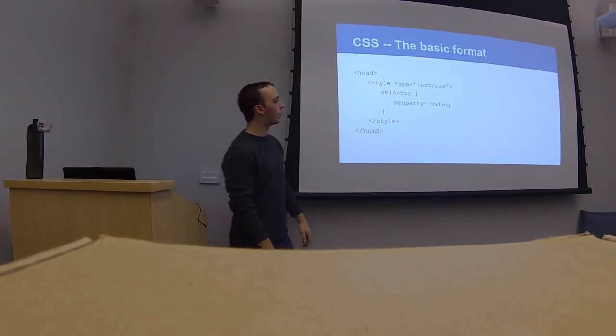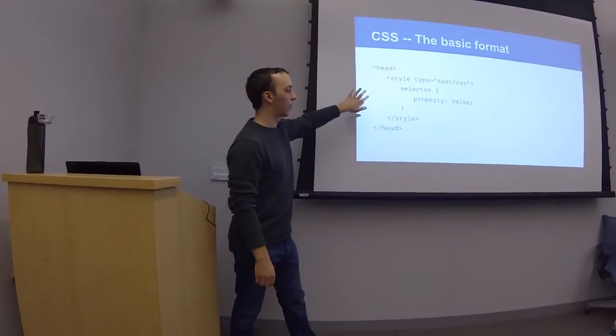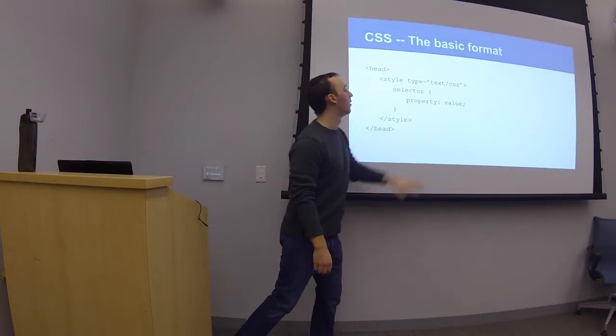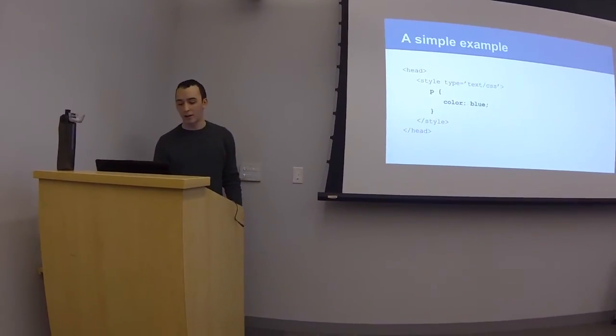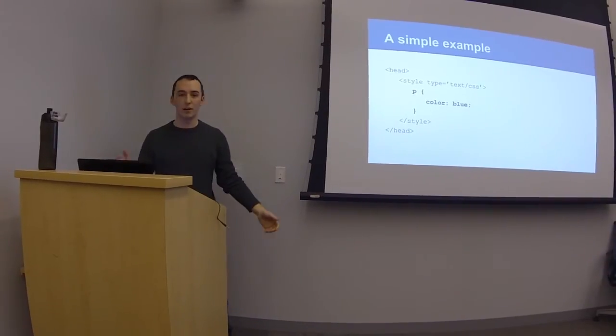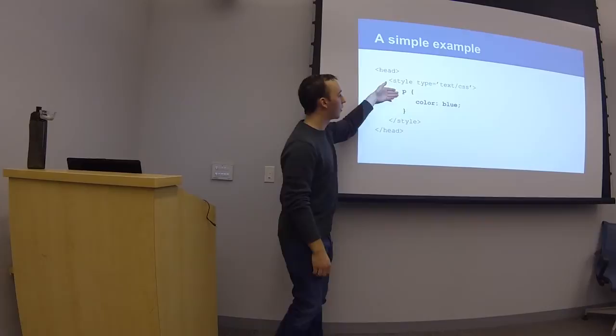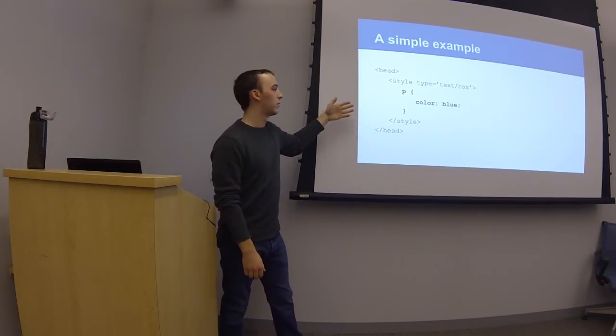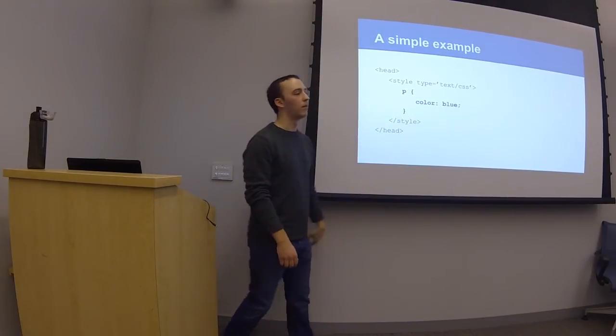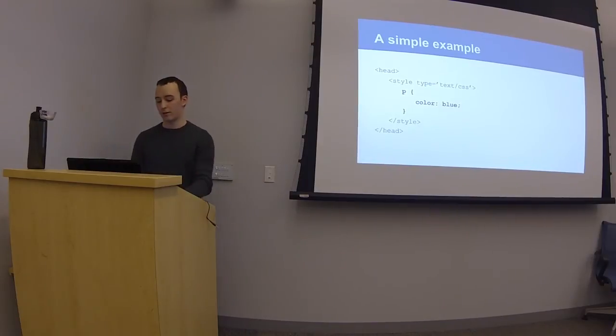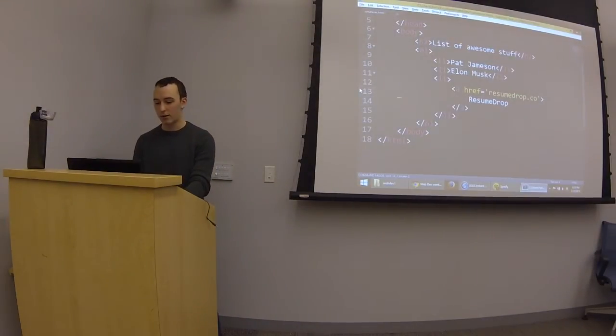So we have the selector, and I'll get into that in a second, the property, and the value. The selector can be something like P. Remember P, paragraph? This is basically saying that I want to select all the P elements in the page and make the color blue. So let's do that. Let's try doing that here.